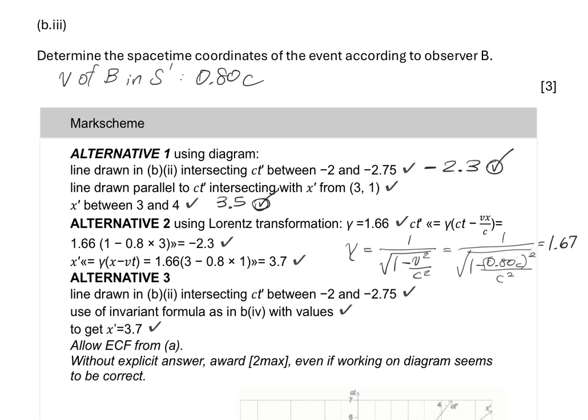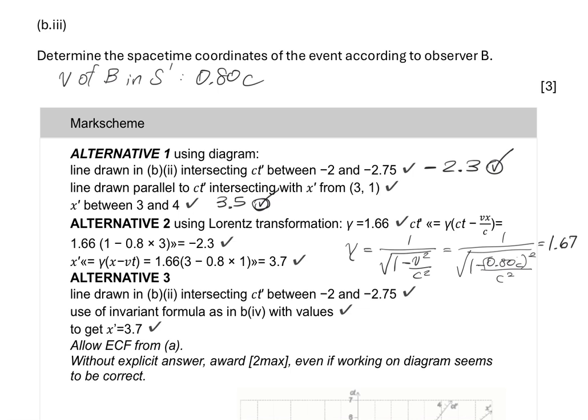There's our gamma. So we can find our CT prime by using the Lorentz transformation for time, which they got as negative 2.3. And then you can get position using the Lorentz transformation for position, which winds up giving us 3.7. So you could use the equations if you want.